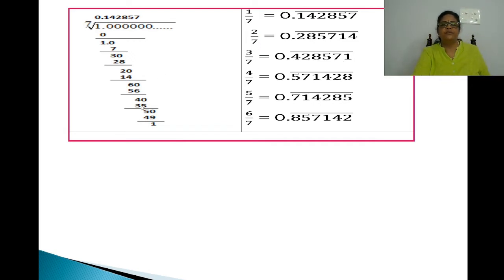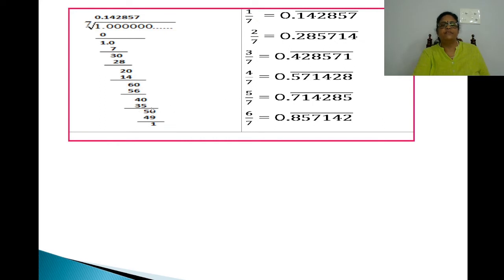Now 4 by 7. Where is the remainder 4 here? What is the corresponding quotient? 7 fives are 35. Start from 5: 571428. So 4 by 7 is 0.571428 bar.